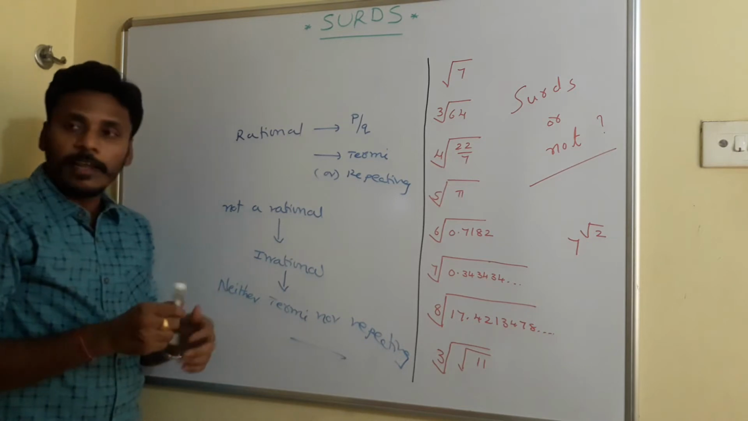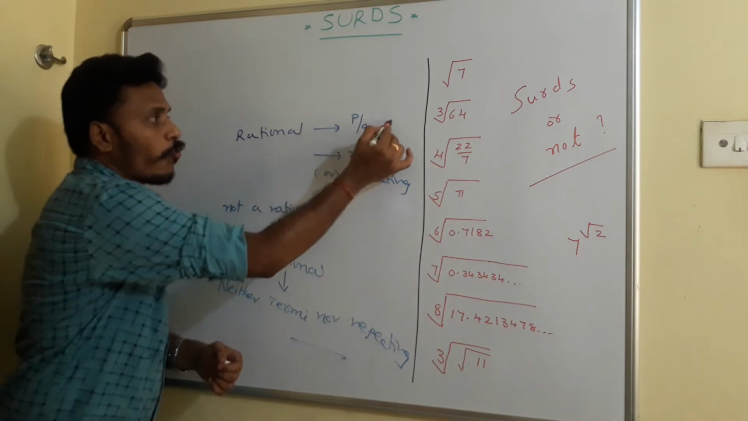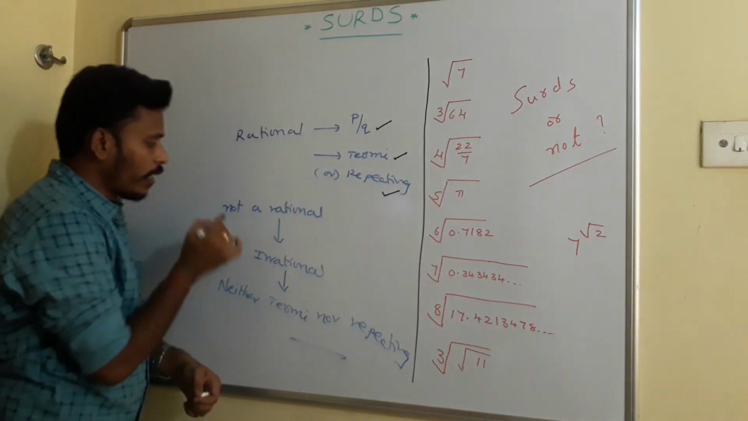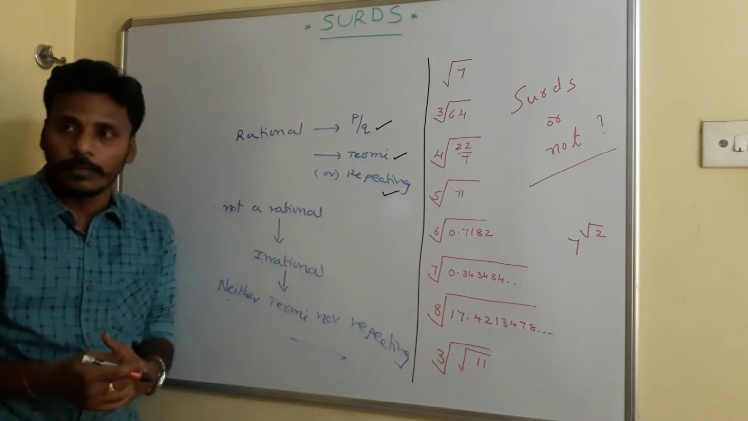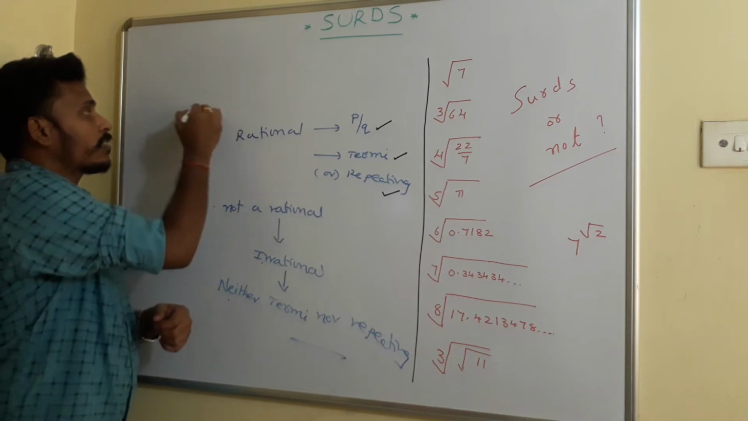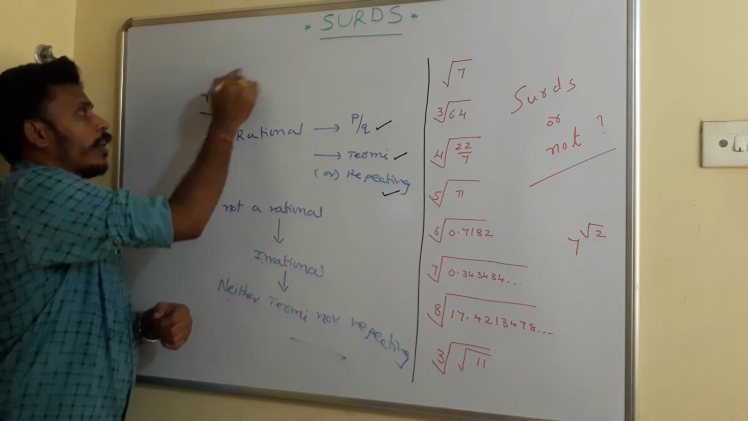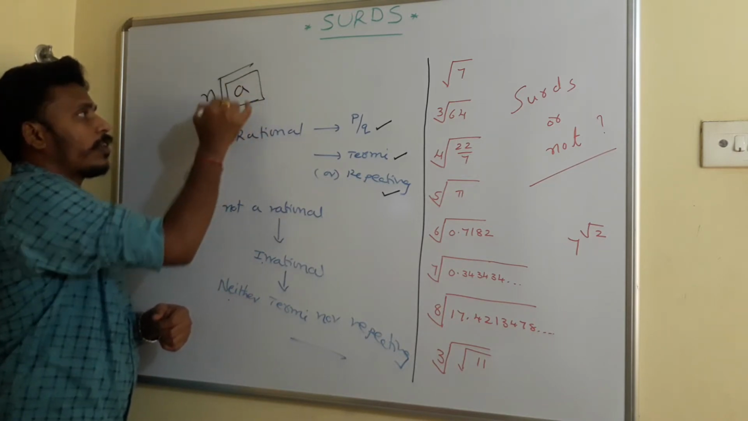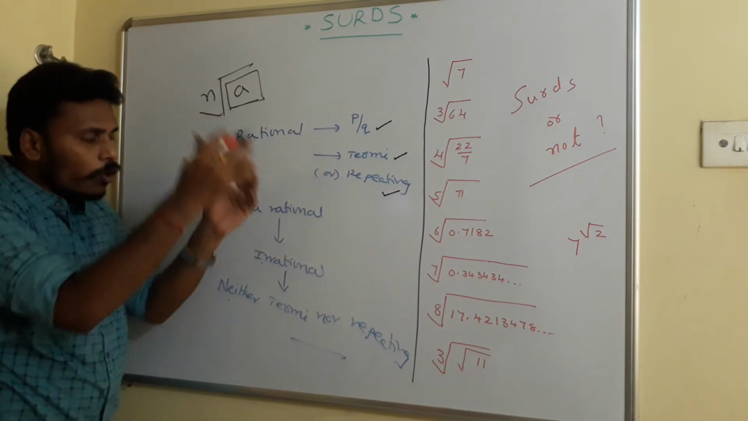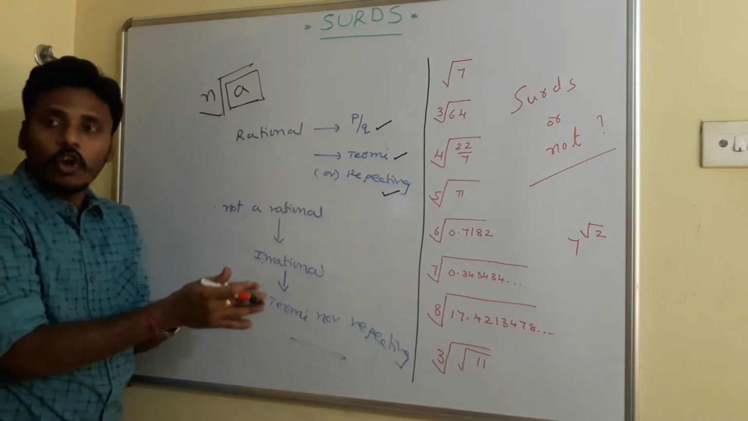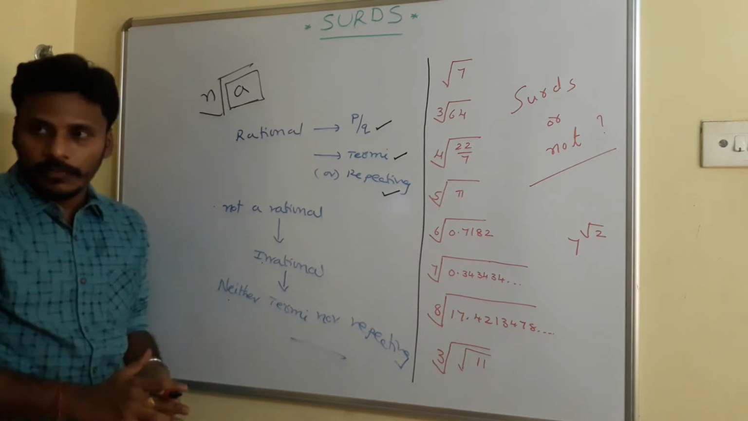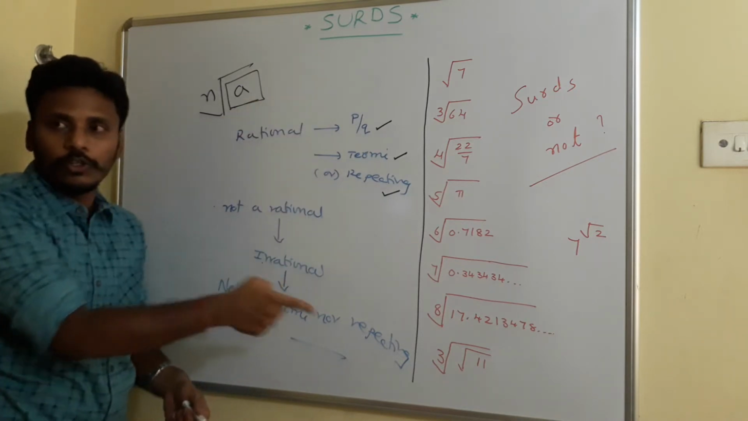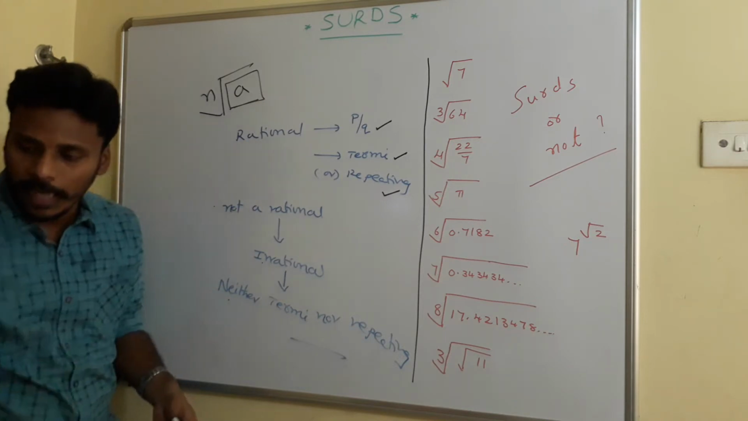Think about it once again. Rational numbers are in p by q form, and are terminating or repeating decimals. Irrational numbers are neither terminating nor repeating decimals. To decide whether the nth root of a is a surd or not, you just concentrate on this a. Wherever a is not rational, and whose simplification is not rational, like that we need to decide. I am erasing this and I am going to check one by one whether they are surds or not.